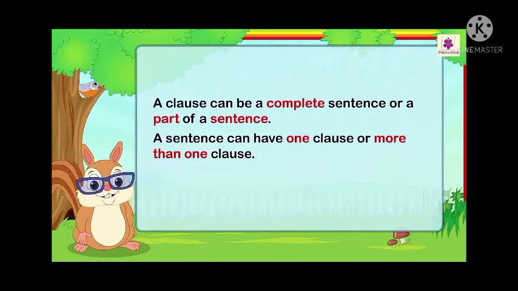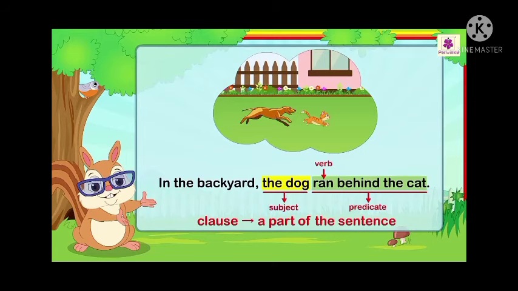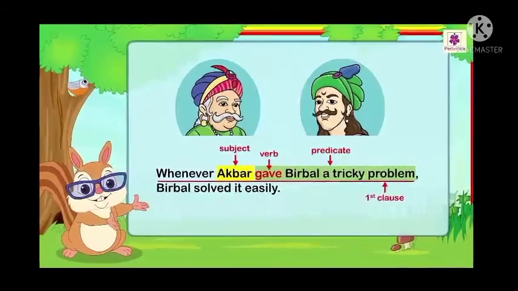Now next, a clause can be a complete sentence or a part of a sentence. A sentence can have one clause or more than one clause. Let's see the example. In the backyard, the dog ran behind the cat. Here the dog is the subject, ran is the verb and the rest, ran behind the cat, is the predicate. So what is a clause? It is a part of the sentence.